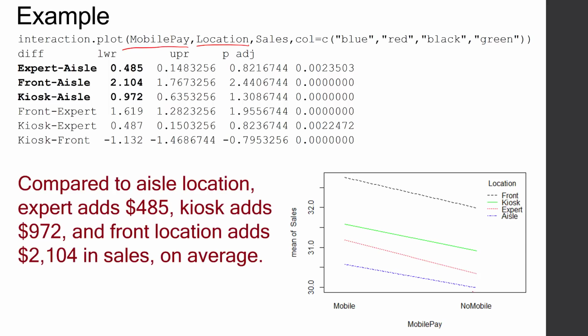So notice here that aisle is the bottom line, expert is next, kiosk is next, and the front is the top line, right? So no matter whether mobile pay is enabled or not, the front of the store location is always higher than the other locations. So I'm just going to compare everything to the baseline, which is aisle. So compared to the aisle location, expert adds $485, kiosk adds $972, and front location adds $2,104 in sales on average. So that's just 3 comparisons I chose to talk about.